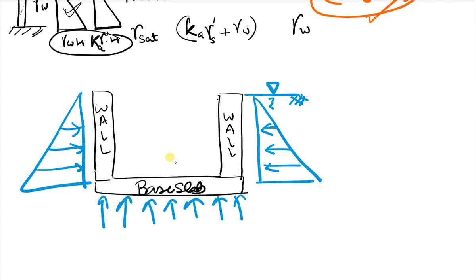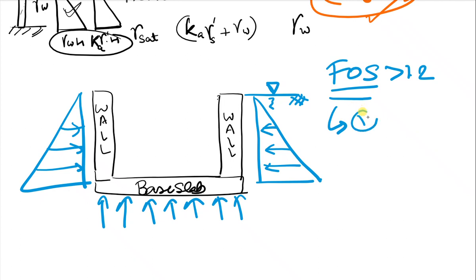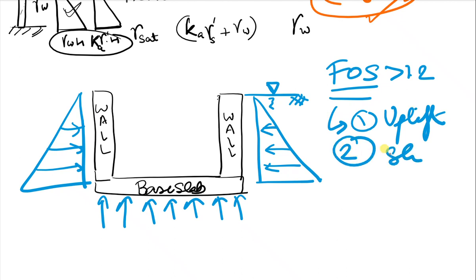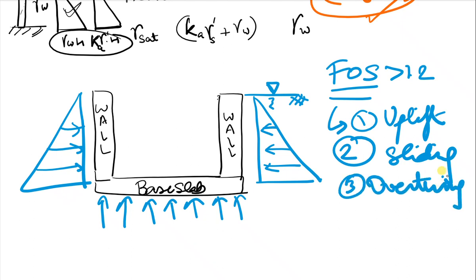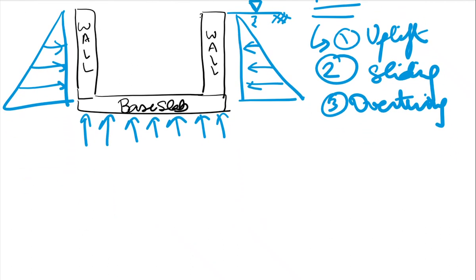So we have to check certain factors of safety. We have to make sure the factor of safety, FOS, is greater than 1.2. The major factors of safety are, number one, uplift. There should be no uplift when the tank is empty. There is no sliding. There is no overturning. Right?